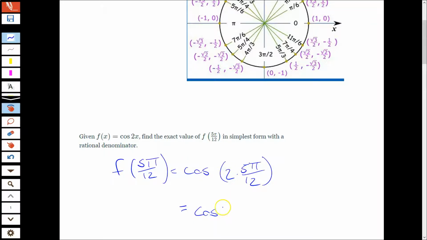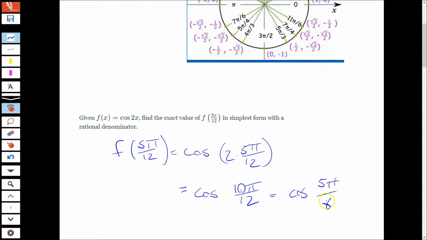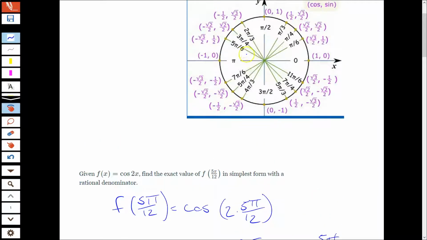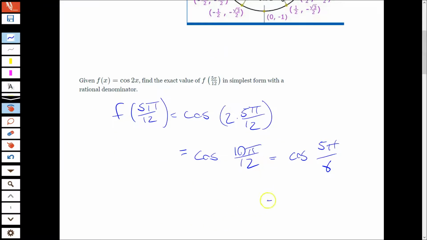2 times 5 pi, the easiest way to tackle this is by just multiplying. 2 is 2 over 1, so just multiplying the fractions together, you get 10 pi over 12, and then I actually have to reduce, so there's no 10 pi over 12 on my unit circle. I'm going to divide the top and bottom by 2, and I get 5 pi over 6. Okay, so I want cosine of 5 pi over 6, and then I look it up in the unit circle. Remember, cosine is x. This gives me negative root 3 over 2.